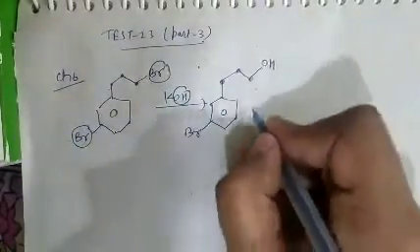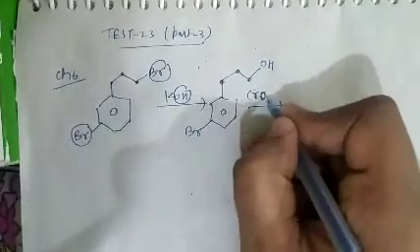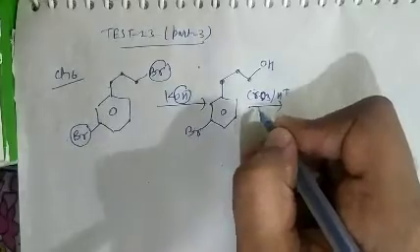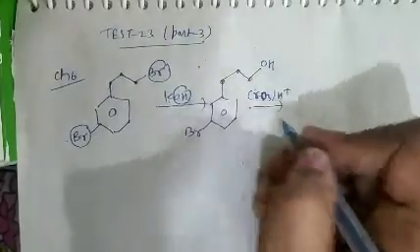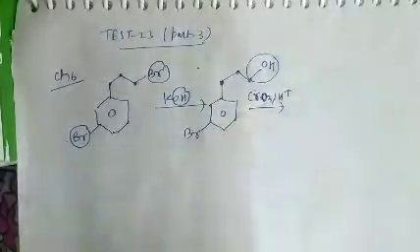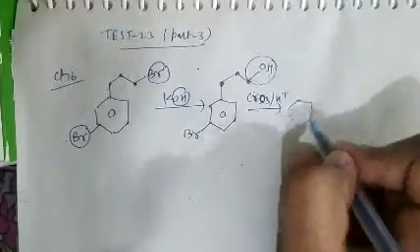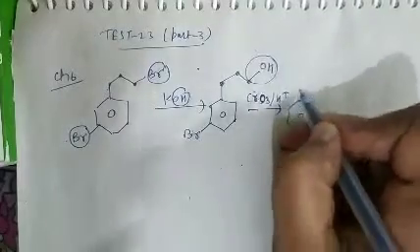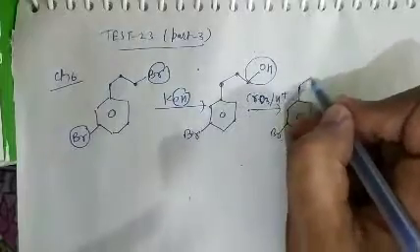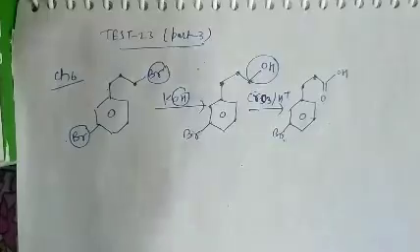In the next step we use an oxidizing agent, that is CrO3/H+, called Jones reagent. So Jones reagent will oxidize the OH group into a carboxylic group. So now the product will be this one, Br 1, 2, and this changes into a carboxylic group, COOH.